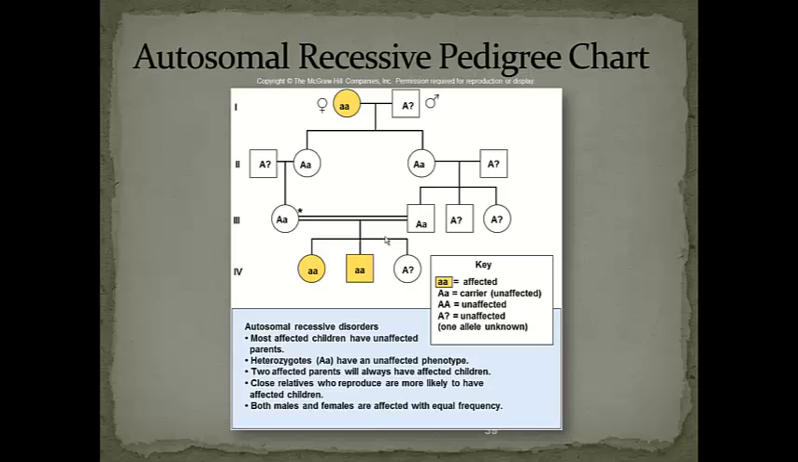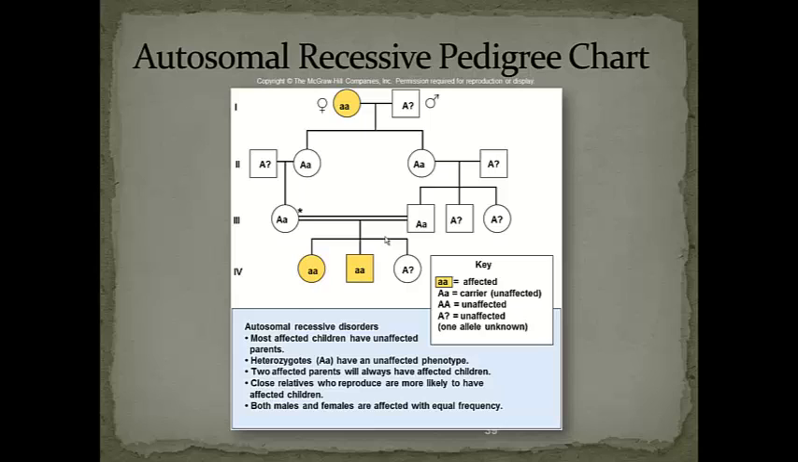With recessive pedigrees, most affected children have unaffected parents. You can see the 2 affected kids in generation 4 have unaffected parents in generation 3. Heterozygotes have an unaffected phenotype. They do not have the disease, though they might carry it. 2 affected parents will always have affected kids, because all they can hand off is disease-carrying recessive alleles.